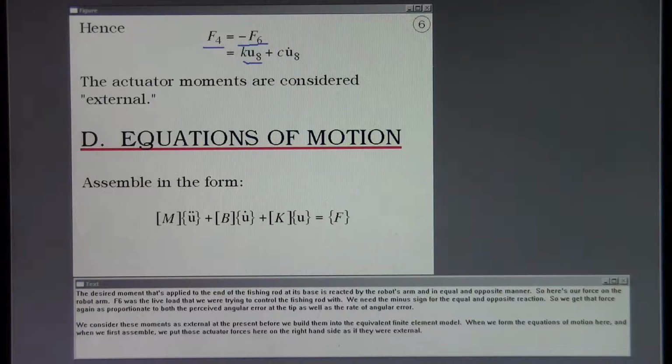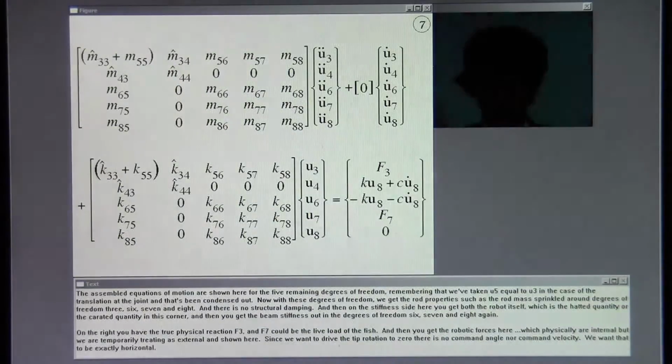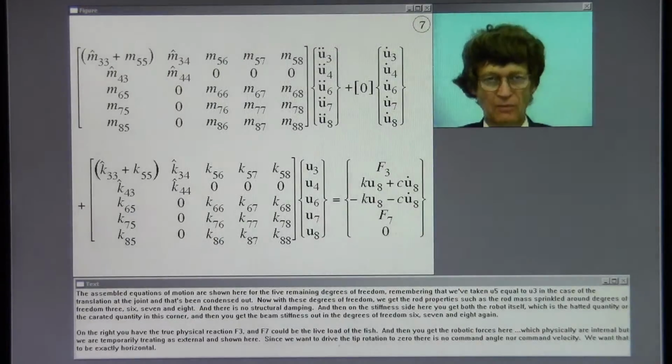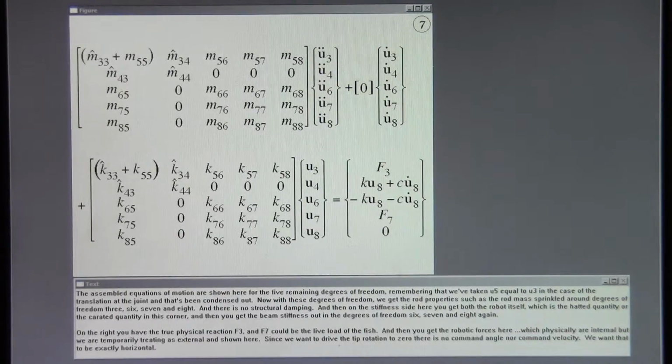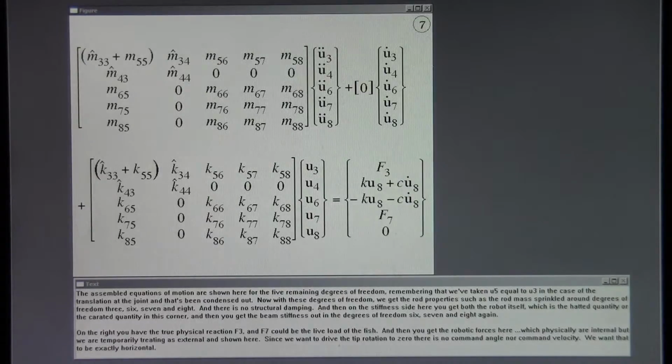We consider these moments as external at the present before we build them into the equivalent finite element model. When we form the equations of motion here, and when we first assembled, we put those actuator forces here on the right-hand side as if they were external. The assembled equations of motion are shown here for the 5 remaining degrees of freedom, remembering that we've taken U5 equal to U3 in the case of the translation at the joint, and that's been condensed out.